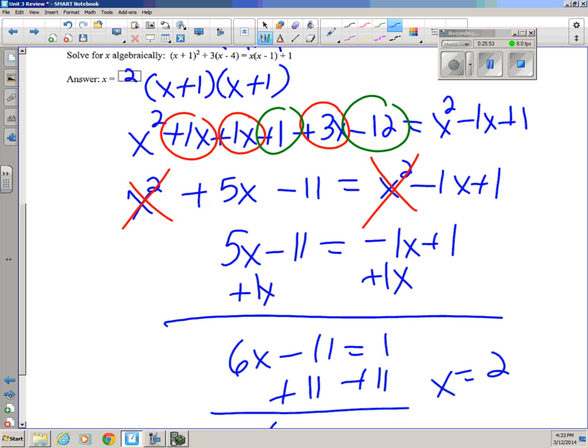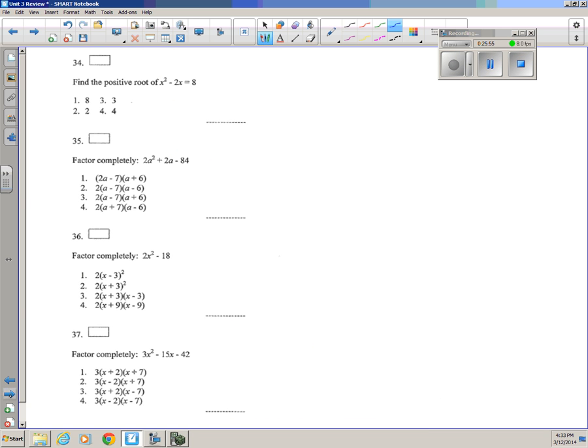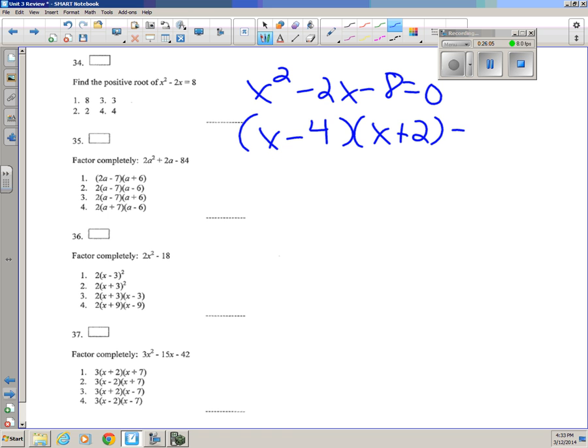34. Find the positive root. So I've got to have a positive answer. Set the equation equal to 0. Subtract 8 on both sides. I get x minus 4, x plus 2 equal to 0. I know that this guy on the left is going to give me the positive root. I'm going to skip the equation for now. I know x is going to come out to be 4. I'm not even worried about the right.